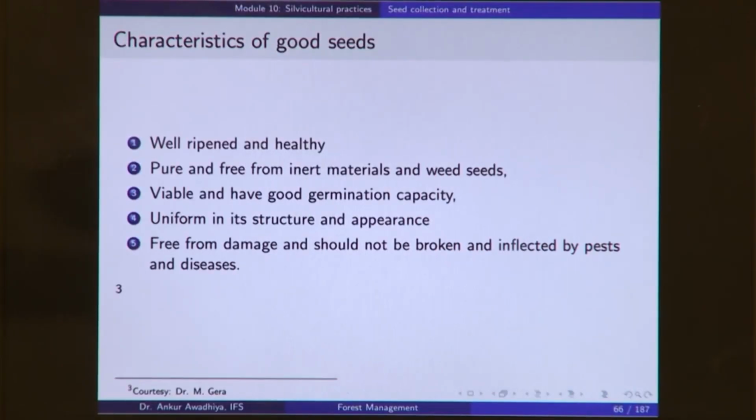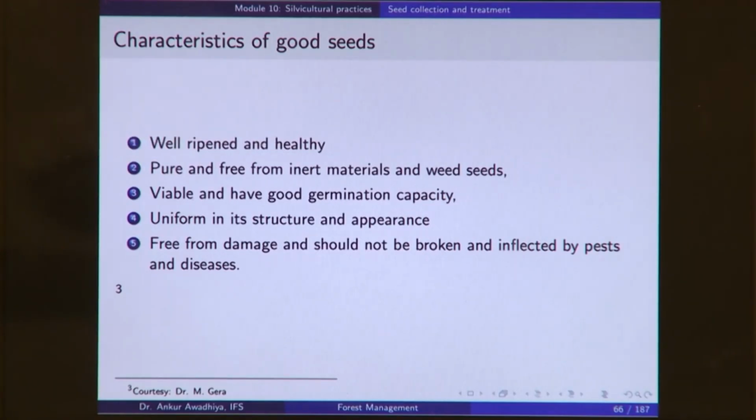Now, when we talk about the use of seeds for silvicultural practices, we require good seeds. And how do we define a good seed? A good seed is something that is well ripened and healthy. So, when a seed is being formed inside a fruit, we need to wait till the seed has become well ripened, well mature, so that when you plant it in the ground, it should be able to germinate. So, it has to be well ripened. It should be a healthy seed.